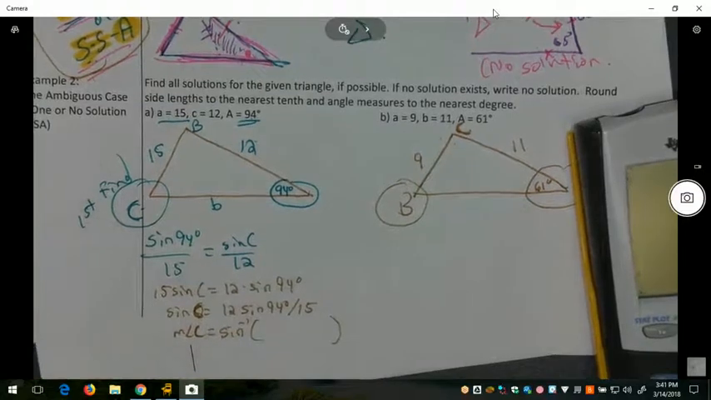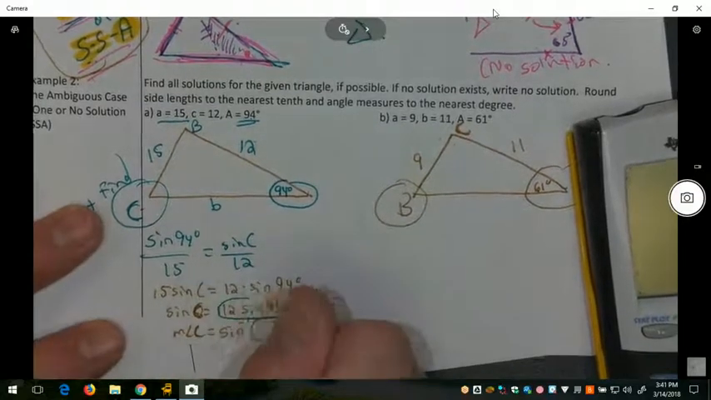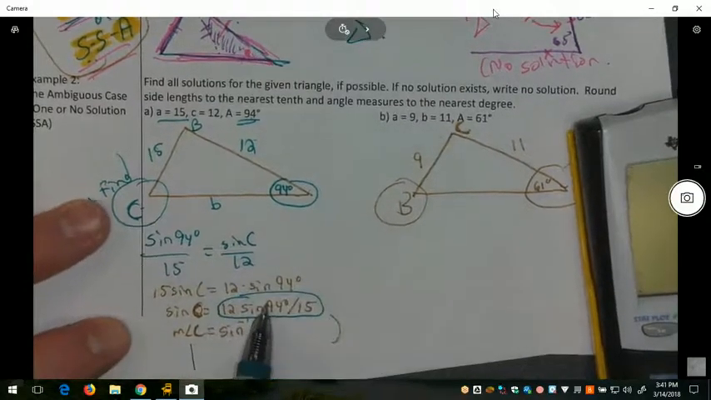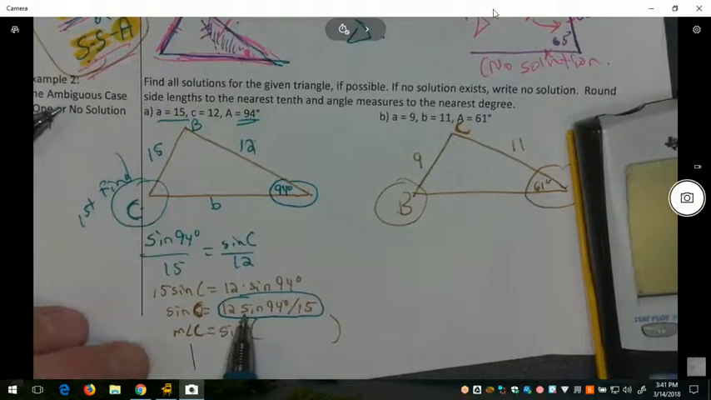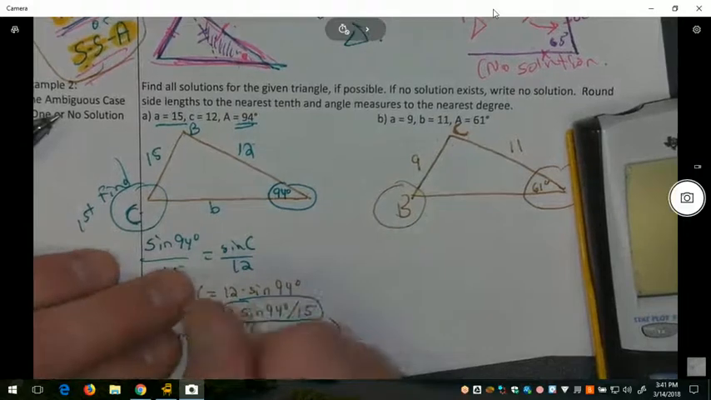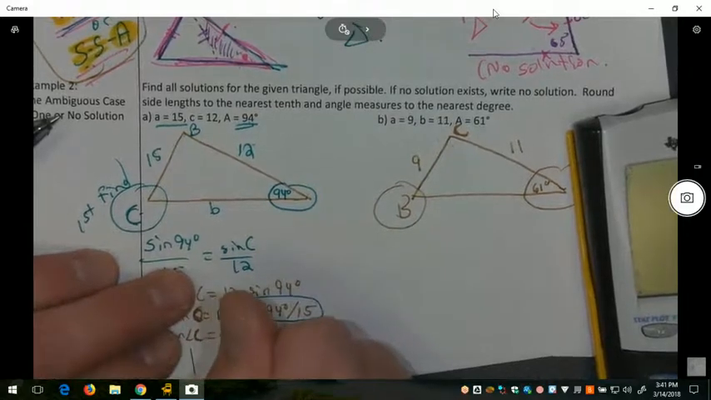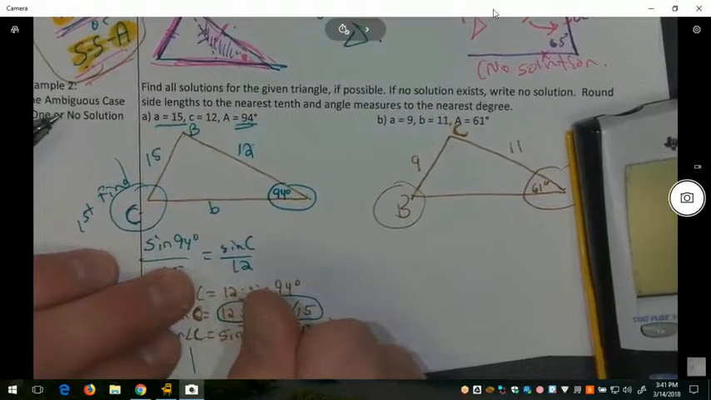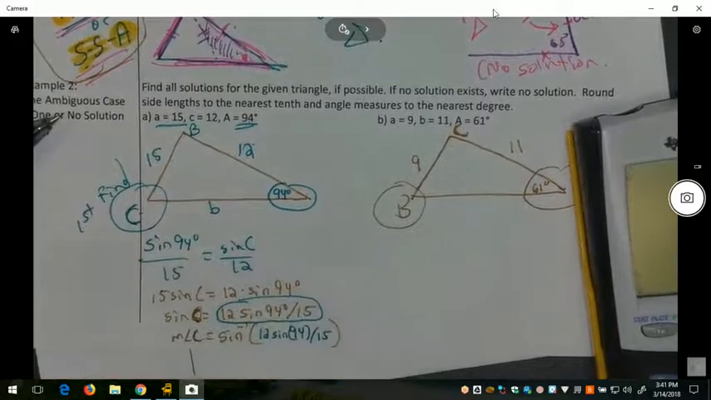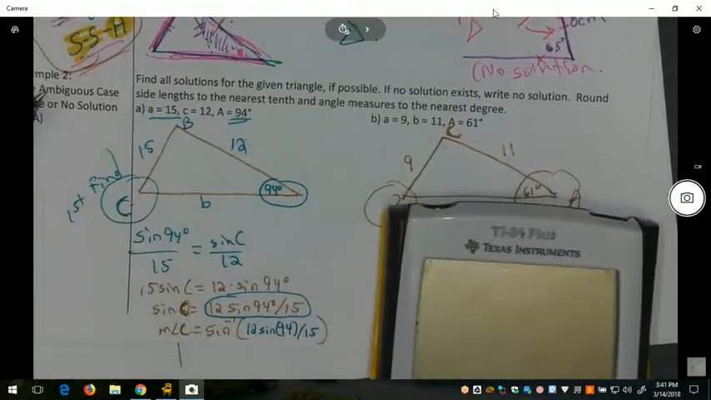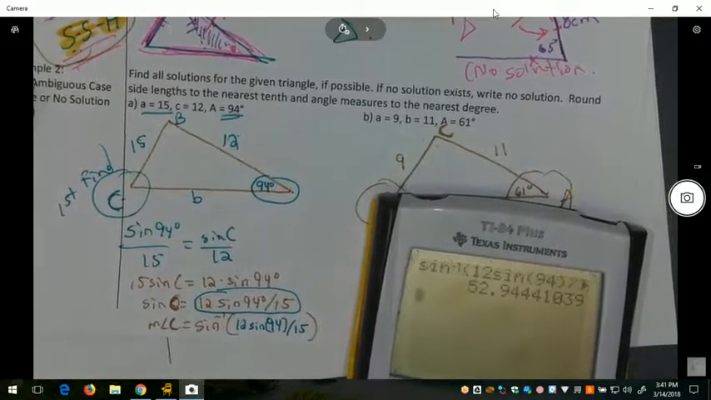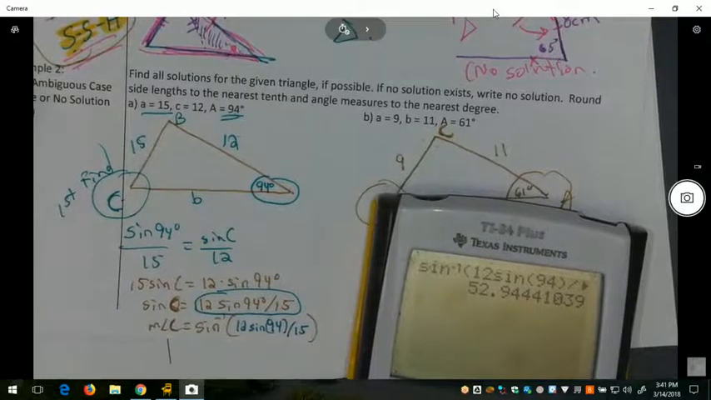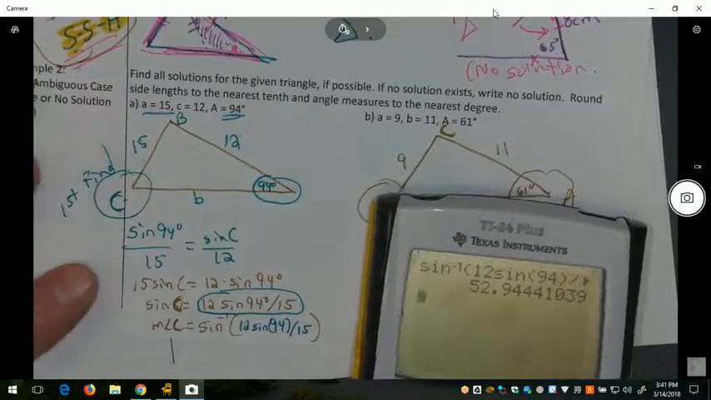What am I going to take the inverse of? This ratio right here. That sine of 94 is not an inverse. It is a ratio for the sine of an angle of 94. So I have to leave that one as regular sine. I put it in my calculator like this, again, making sure my calculator is in degree mode. The sine inverse of 12 times sine of 94 divided by 15, close parenthesis, gives me 52.9, rounded to the nearest degree is 53 degrees.